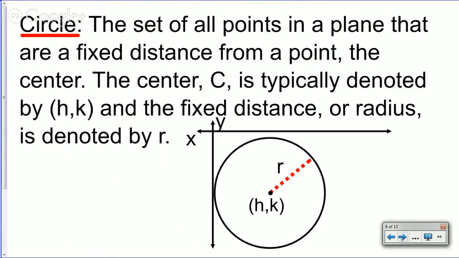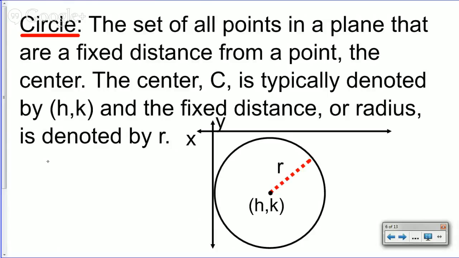All right, so we said that all three of those were special cases of a circle. So now we're going to look at a circle. A circle is a set of all points in a plane that are a fixed distance from a point called the center. The center, which is C, is typically denoted by HK, and the fixed distance or radius is denoted by R. So I'm on this XY plane and I've got some point here, HK. If I take the radius and swing it around, that will give me the circle.